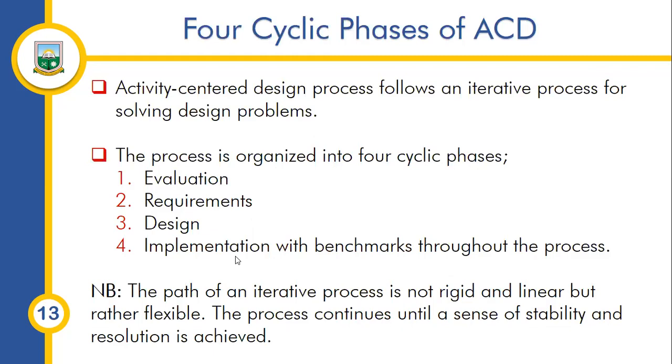Now, in the activity-centered design, we have 4 cyclic phases. They follow an iterative process for solving design problems. These phases are the evaluation stage, requirement stage, design stage, and then the implementation stage. As I said before, it is an iterative process, not rigid and linear, but rather flexible. The process continues until a sense of stability and resolution is achieved. Do you get it? Beautiful.